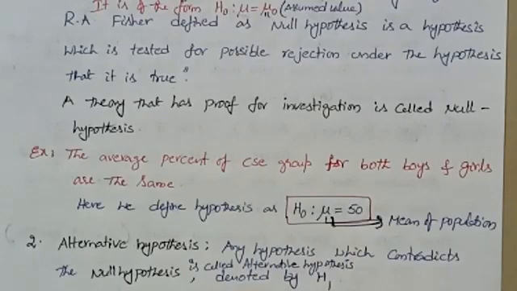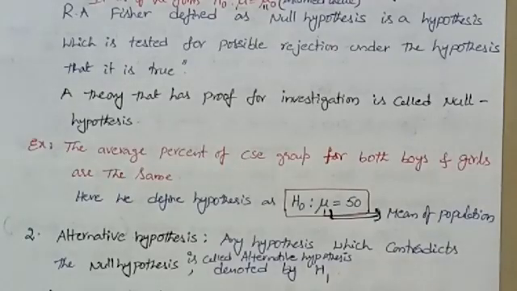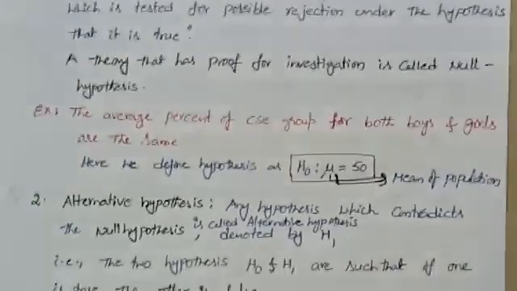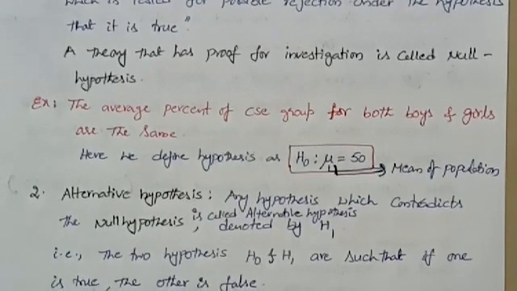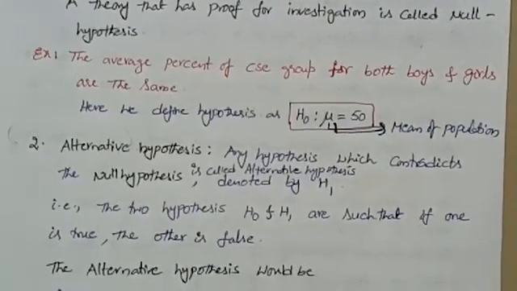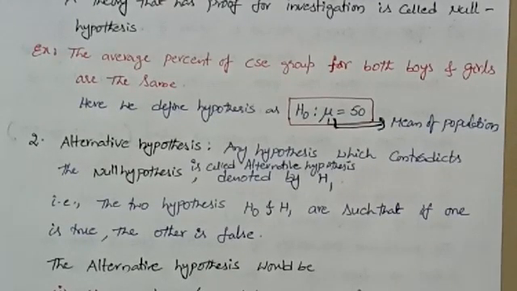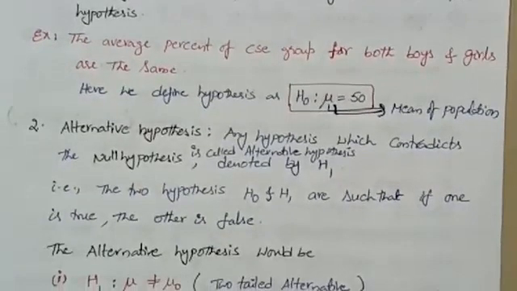Now alternative hypothesis. This is purely the opposite of null hypothesis, which contradicts the null hypothesis, and it is denoted by H1. That is, the two hypotheses H naught and H1 are such that if one is true, the other is false. Both contradict each other, that is, they are complementary to each other. So if H naught is true, the other is false, and vice versa. Next, the alternative hypothesis would be that mu and mu naught are not equal.